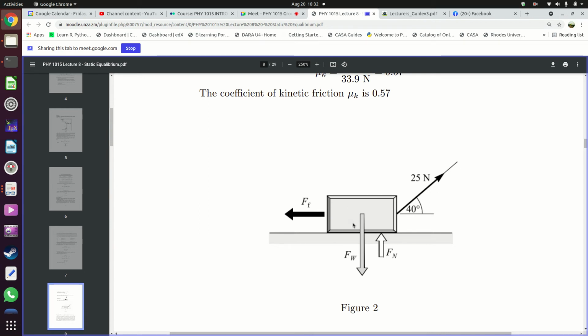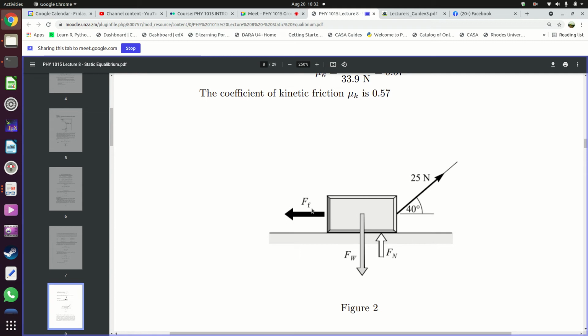So this is the next step which you have to do. After you identify what object has to be in equilibrium, you need to identify which forces are acting on this particular object. Now, all these forces acting on this object are vectors.